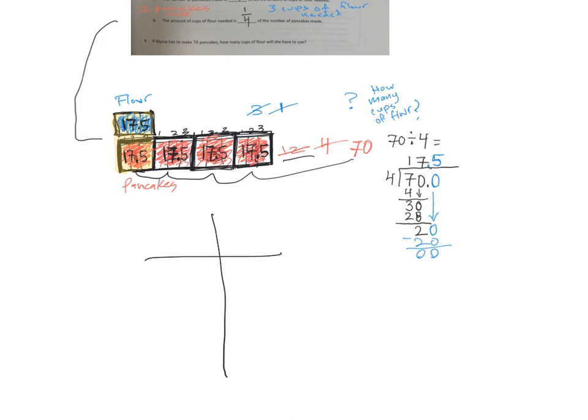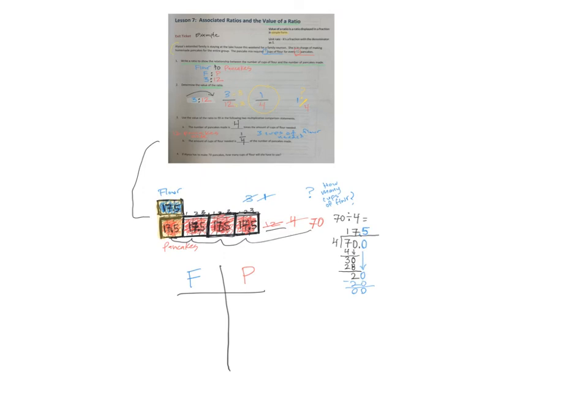So we can plug in all the numbers we have now because we're using an equivalent ratio table. And first, let's label our things correctly. We have flour to pancakes. And we will zoom up and get the values that we're looking at here. The first value we're dealing with is 3 cups of flour. And that gives us 12 pancakes.